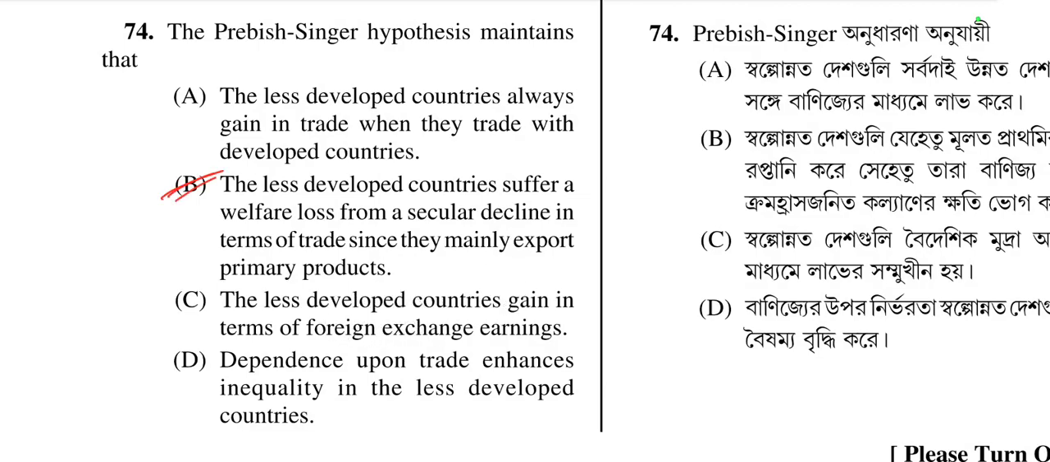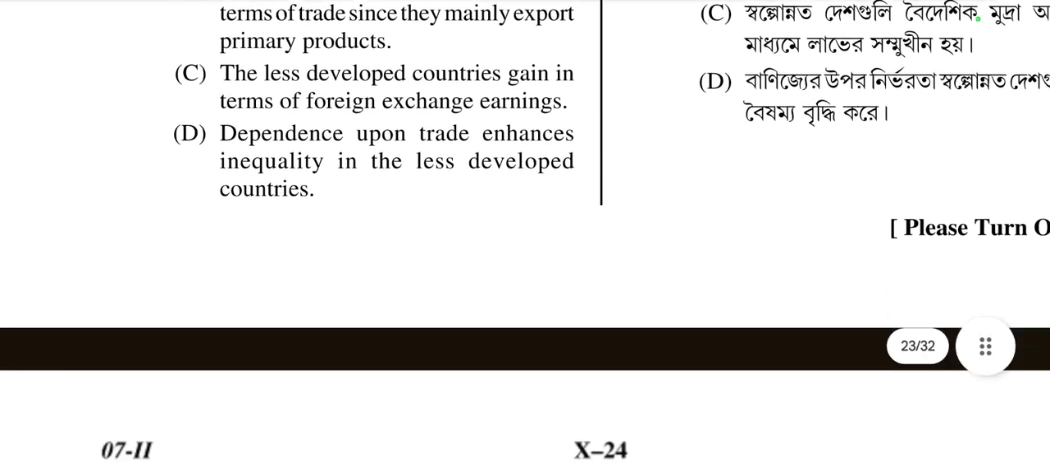Yes, this is the right choice, because the Prebisch-Singer hypothesis argues that the terms of trade tend to deteriorate over time for the countries that primarily export raw materials and primary products. This is because the prices of primary goods tend to grow more slowly than the price of manufactured goods, which developed countries typically export. As a result, less developed countries suffer a welfare loss and face economic challenges due to declined terms of trade over time. So option B is the right choice according to question number 74.